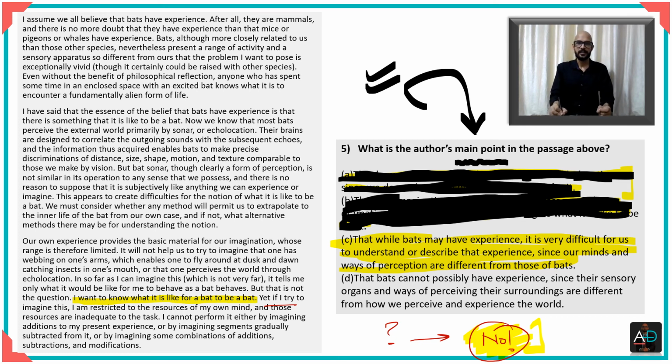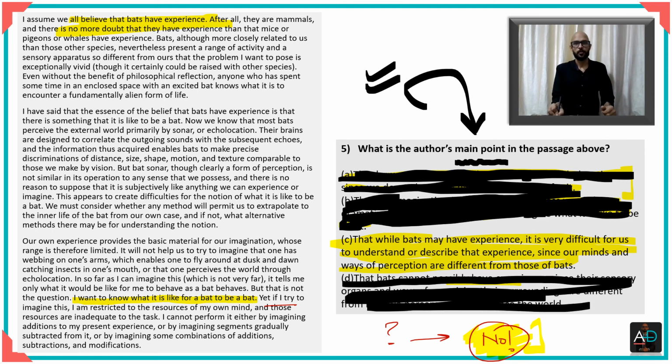Let's look at option D, and then we can know whether we have to choose between C and D or whether D gets eliminated. Option D says that bats cannot possibly have experience. Okay, outrightly wrong, because the very first line says that bats have experience. We all agree with this, and therefore I can eliminate option D as well. This leaves us with option C, which is surely our right answer.